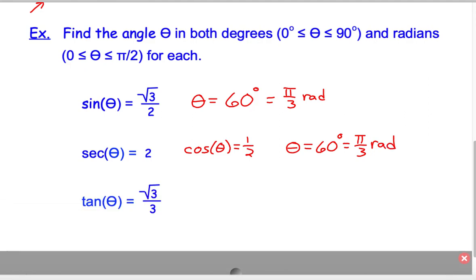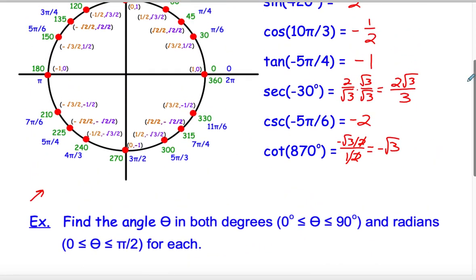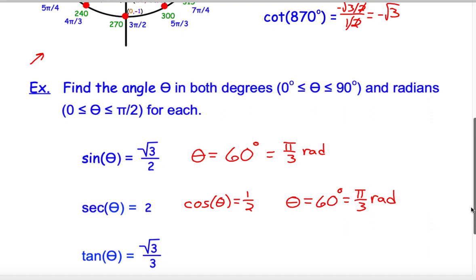All right, let's look at one more. Find the angle where the tangent is square root of 3 over 3. This is going to be a little trickier, because when you look at the unit circle, we know the tangent is y over x, or the sine over the cosine. So we need to know, when we take the y divided by the x, it simplifies to give us square root of 3 over 3.